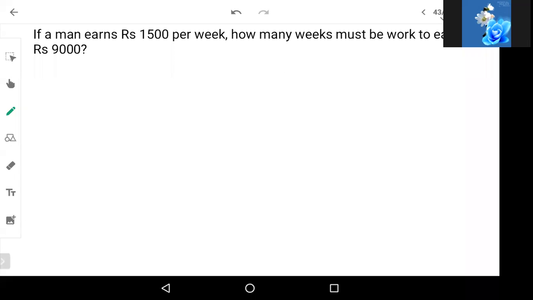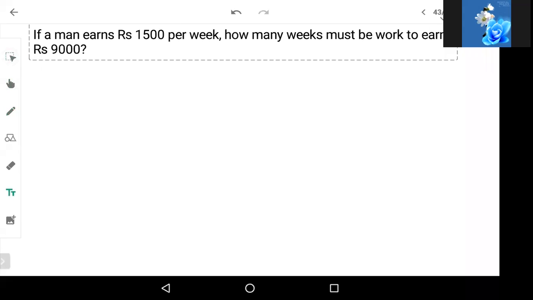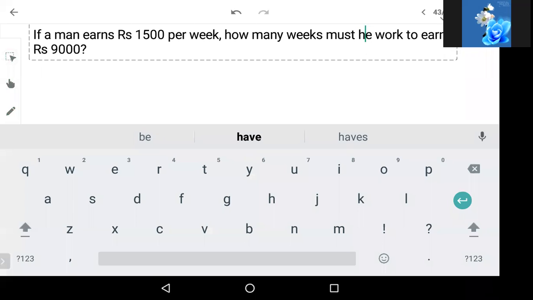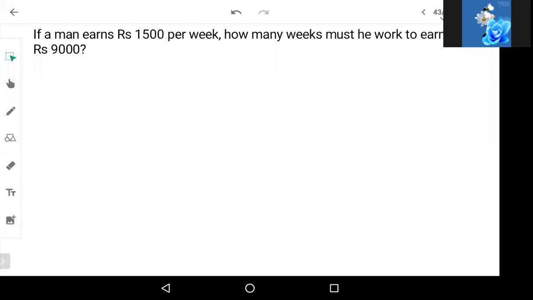So the first question: if a man earns rupees 1500 per week, how many weeks must he work to earn rupees 9000? So if one man is working for 1 week, he is getting 1500. So for how many weeks should he work to get 9000? You may directly multiply in the calculator and get the answer, but then we are supposed to use proportions here and only solve it.